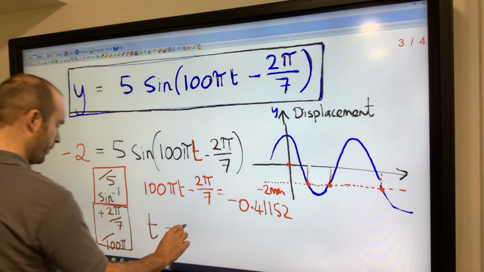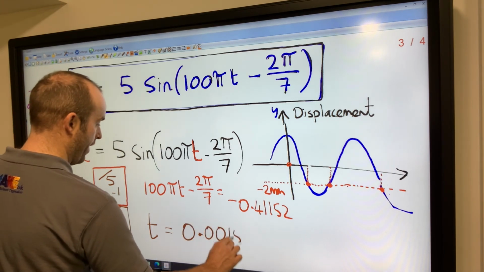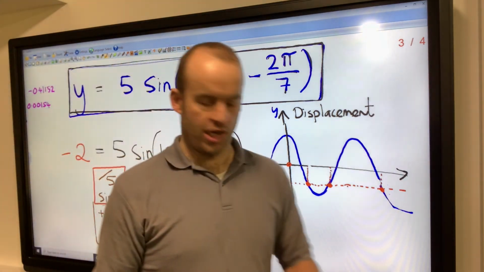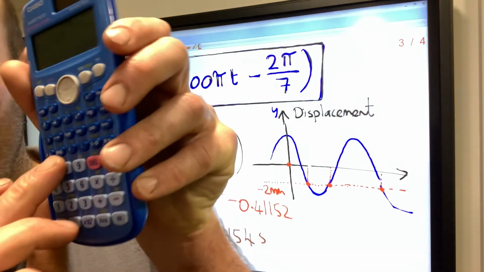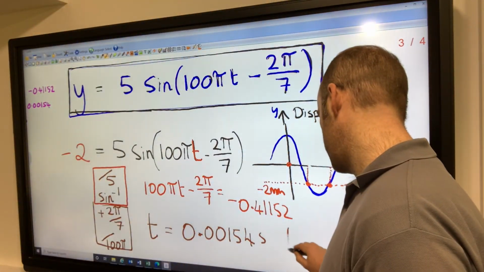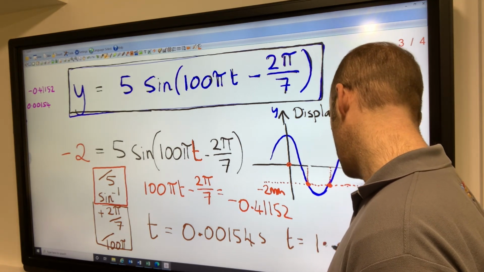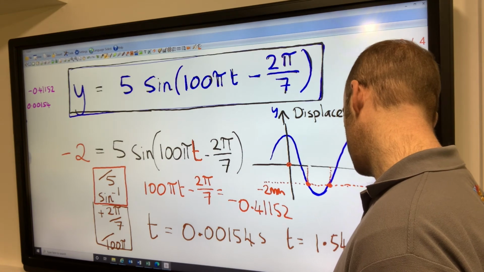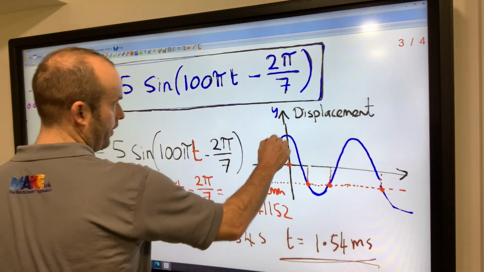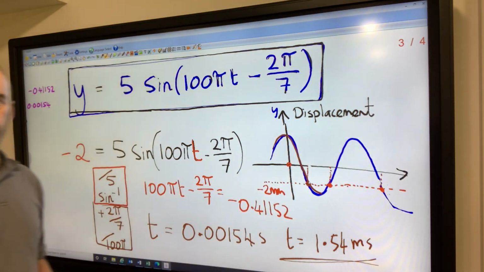There's a decimal, that comes to 0.00154 seconds. Now if you press your ENG button on a calculator, it looks a bit like that. The correct prefix is 1.54 milliseconds. So hopefully this is the time at which this vibration is at minus 2 mil displacement.